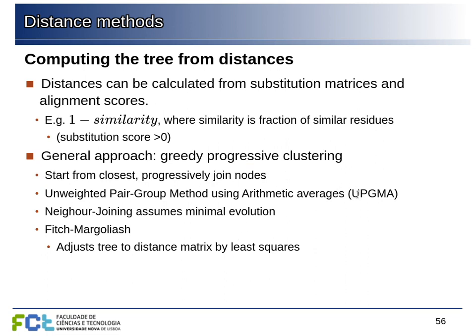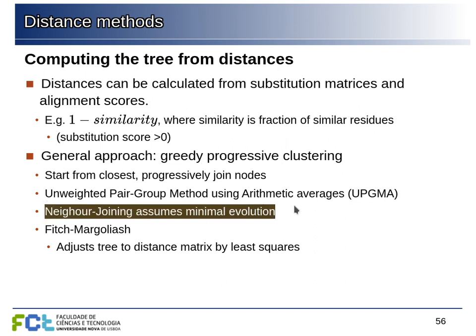So in UPGMA, we have that method that uses the distances and splits evenly all the branches. Neighbor joining calibrates the distances depending on the comparison with all the other sequences in the set. And then we have others, for example, Fitch-Margoliash tries to do a least mean square adjustment so that the distances in the tree and in the matrix are as close together as possible, and so on.